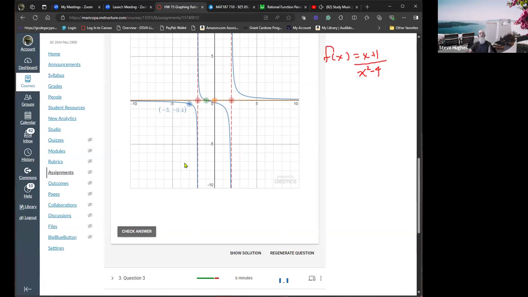So that's it. Step 1 here, everybody, I would find the vertical asymptotes. Step 2, find the horizontal asymptotes. Step 3, find the one point and just move that blue point to wherever it needs to go.